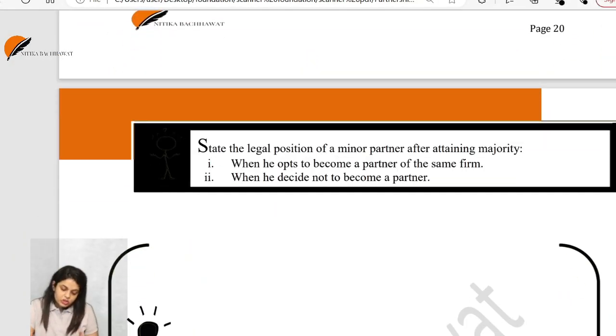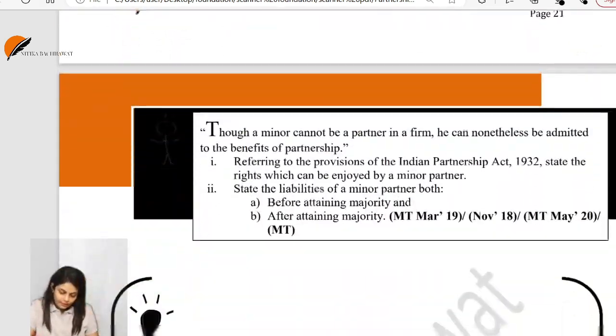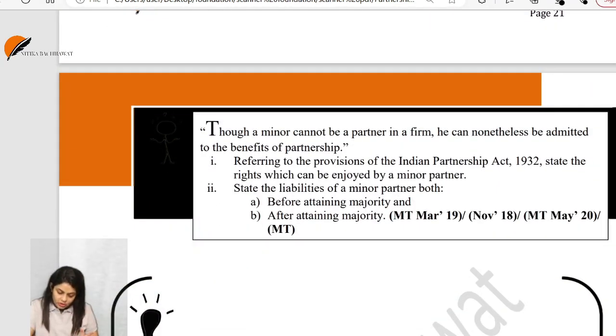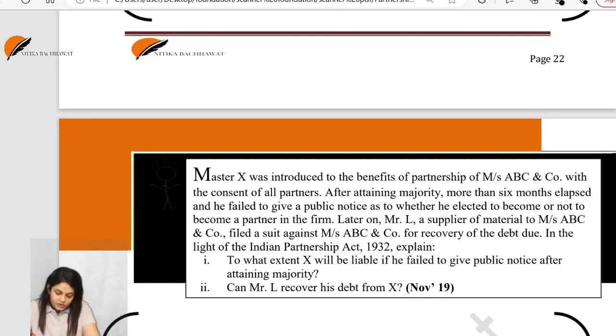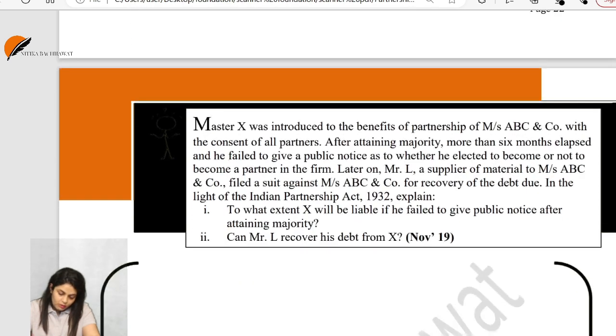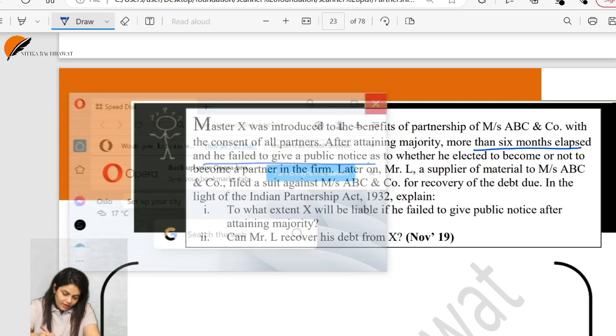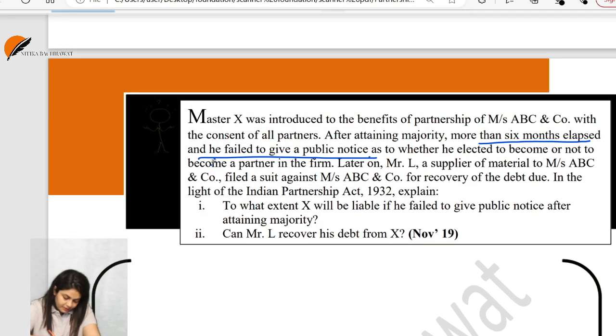State the legal position. We've already discussed this, so I'm not going into this. Even this, referring to the provisions, what are the liabilities, what are the rights, we've already discussed this. Master X was introduced to the benefits of partnership, Messrs. ABC and Company, with the consent of all the partners. After attaining majority, more than 6 months have lapsed and he failed to give public notice. So when he failed to give public notice, what will happen?